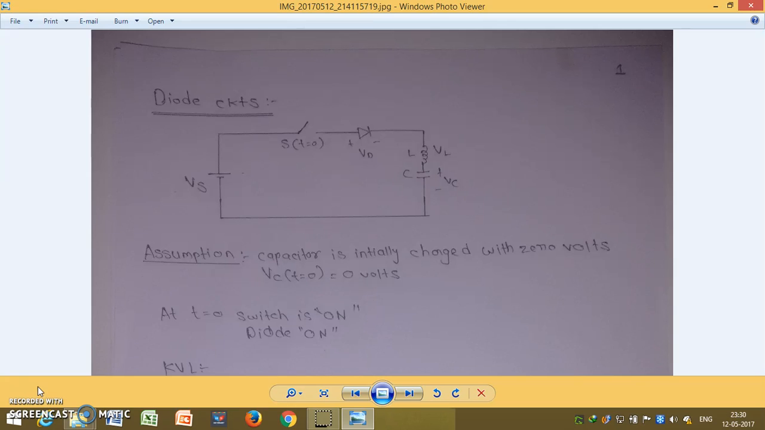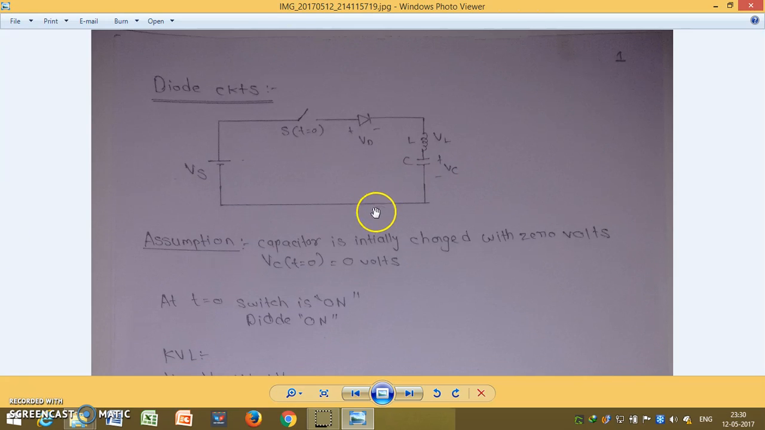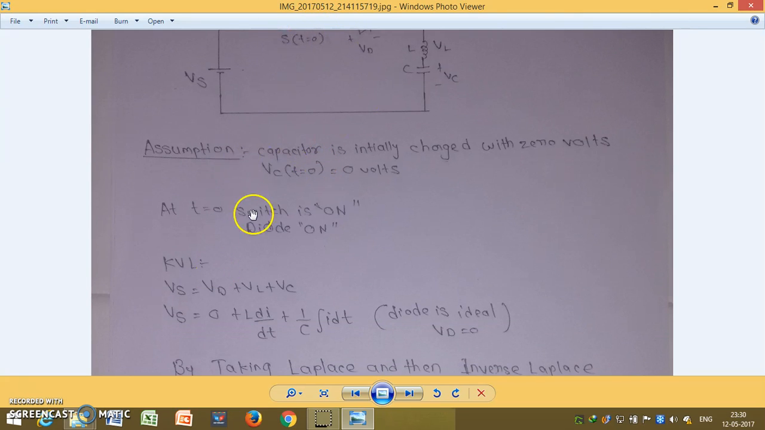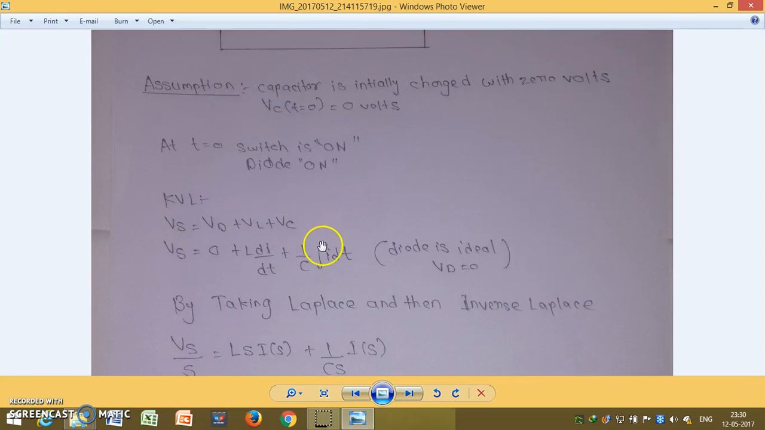Now, in this diode circuit, we are assuming that it contains a voltage source, diode, inductor and capacitor. One assumption is that this capacitor is initially charged with 0 volt. At t equals 0, we will turn on this switch, and at that time this circuit is active. While applying KVL, we will write Vs equals Vd plus VL plus Vc. Here Vd equals 0 volt, because we are assuming that the diode is ideal.